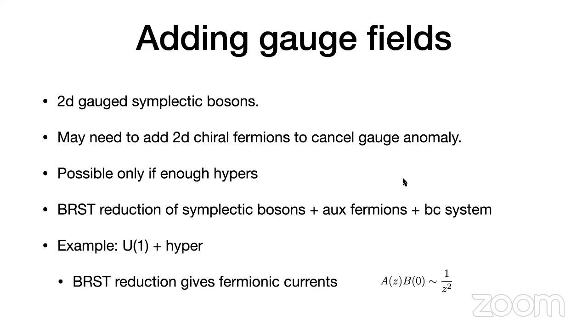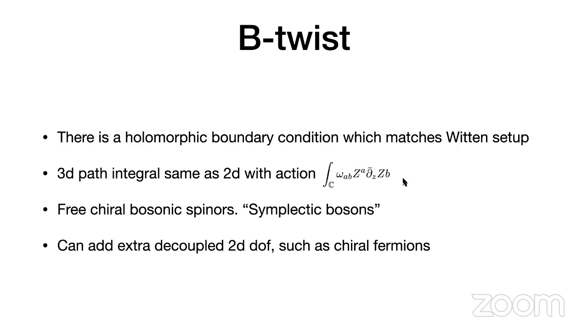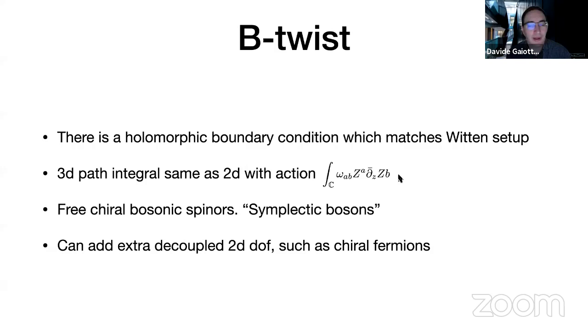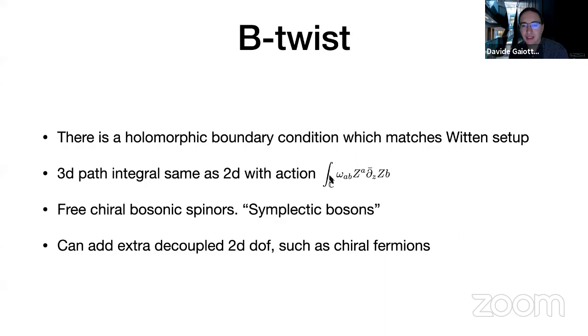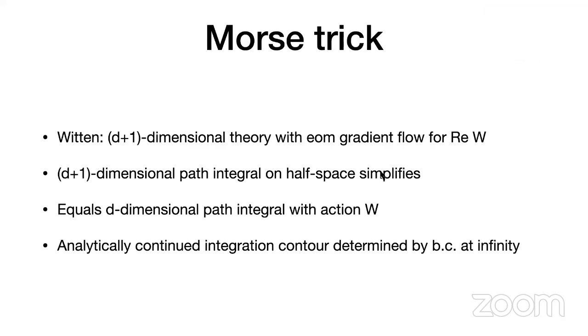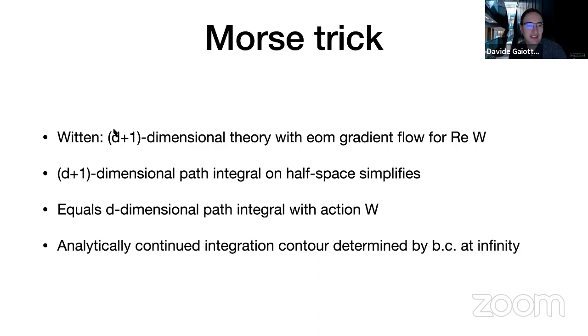So I wanted to ask, is there a statement that Chern-Simons theory reduces to this two-dimensional action? No, sorry. It's a different analogy. So I have the B-twisted hypermultiplet, which is not a Chern-Simons theory, and it reduces to the two-dimensional action. What I was mentioning is that Witten used this setup originally to study a four-dimensional theory, which reduced on the boundary to a Chern-Simons theory. Here I'm using it to study this B-twisted hypermultiplet, which reduces on the boundary to the symplectic bosons.